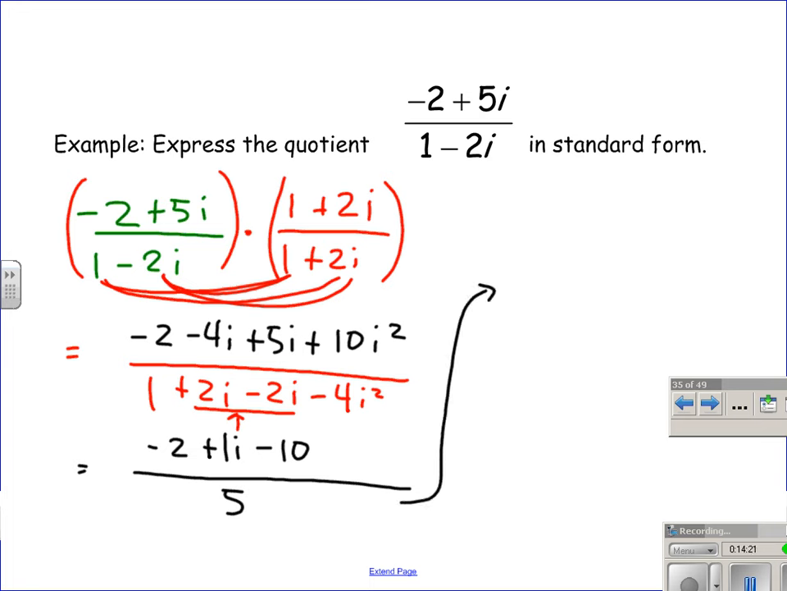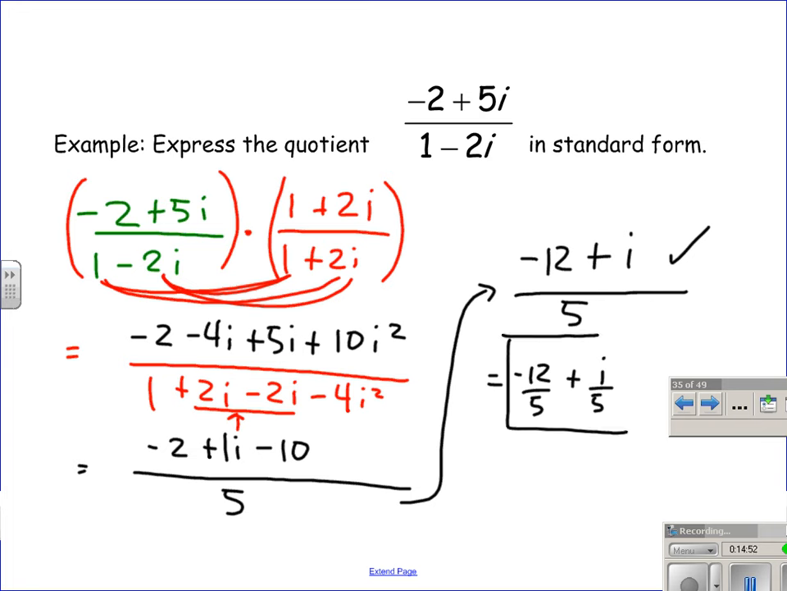And let's take this over and simplify it further, because in my numerator, I can simplify the negative 2 minus 10 as negative 12 plus i over 5. I can leave it in this form, so this would be fine, or I can write it as negative 12 over 5 plus i over 5, or 1/5 i. And this is simplified.